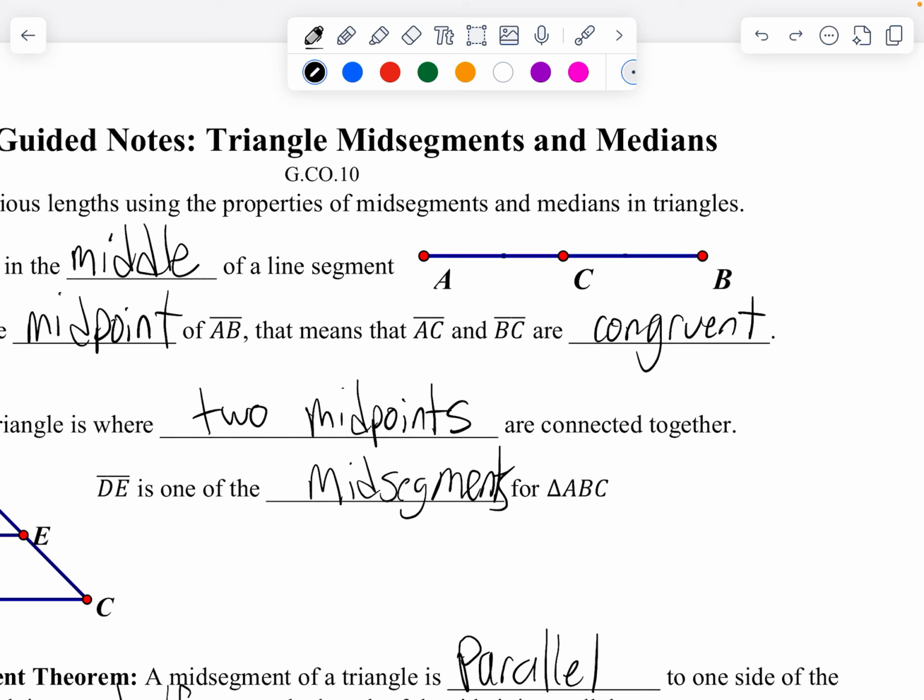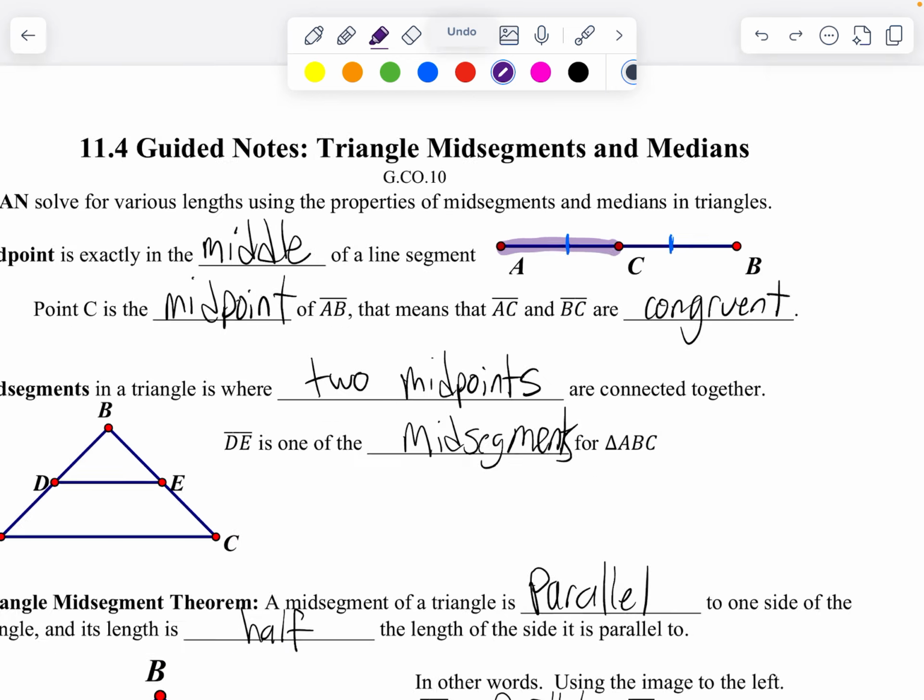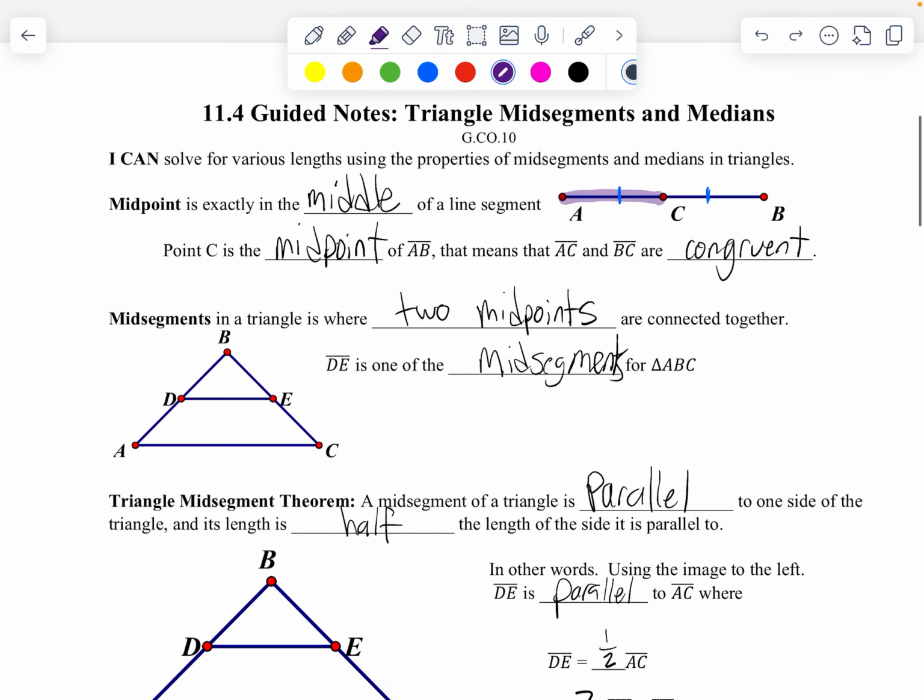Now that implies if something is in the middle, that means that AC is congruent to CB, right? If it's in the middle, it's cutting something into two equal pieces. So that is what a midpoint guarantees: two congruent segments. So next thing is a midsegment.